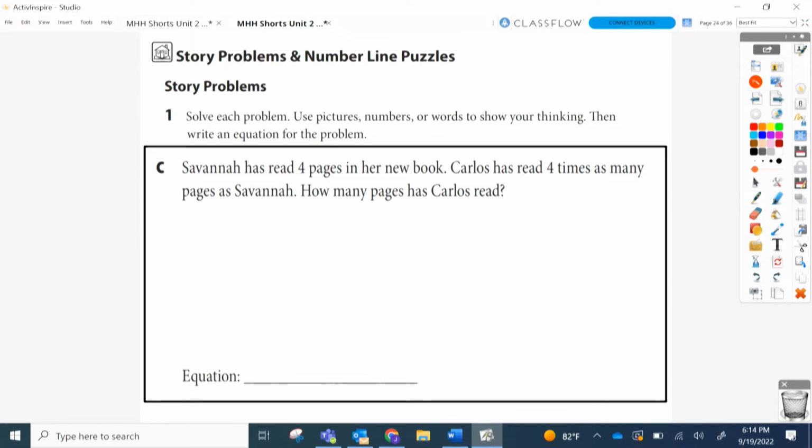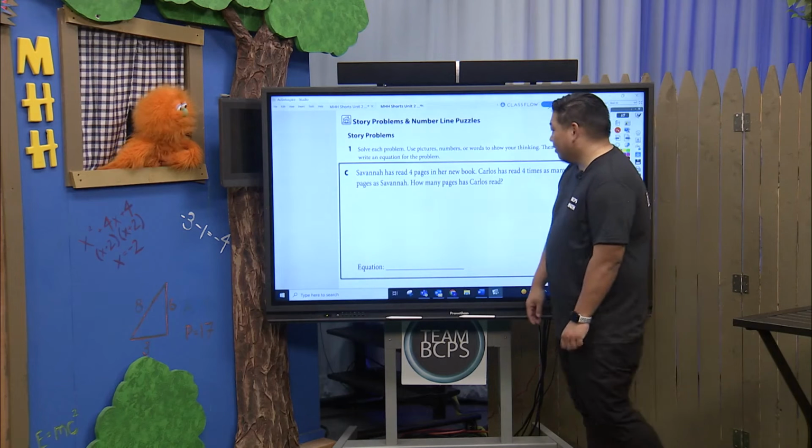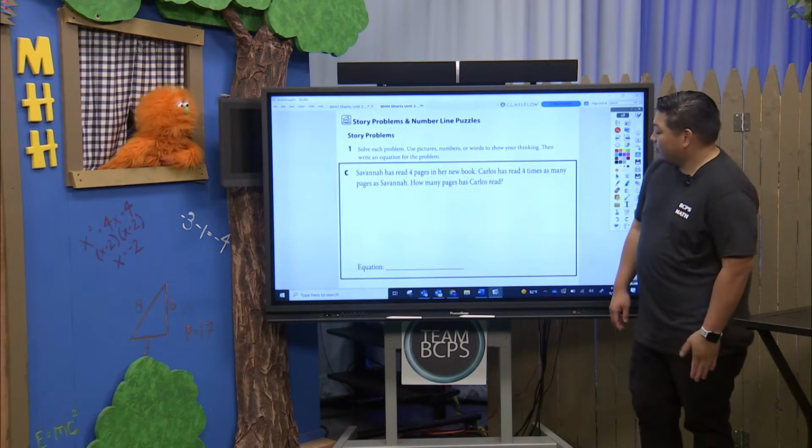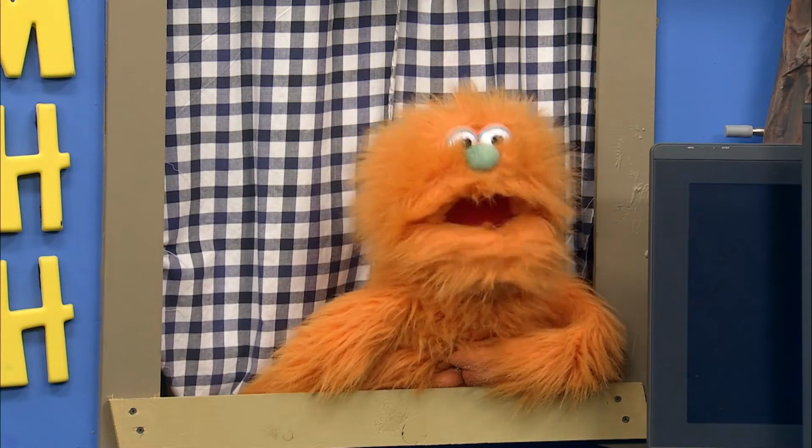Savannah has read 4 pages in her new book. Oh, I love reading books. Carlos has read 4 times as many pages as Savannah. Whoa. How many pages has Carlos read? Wow, Carlos is quite the reader, huh? But you know what? I see that word times in there.